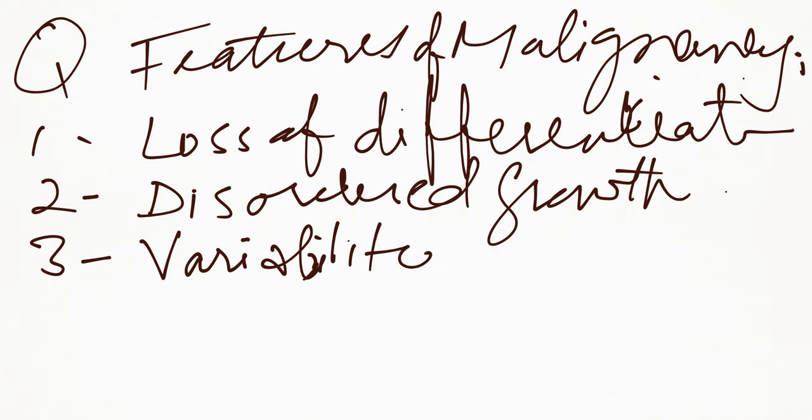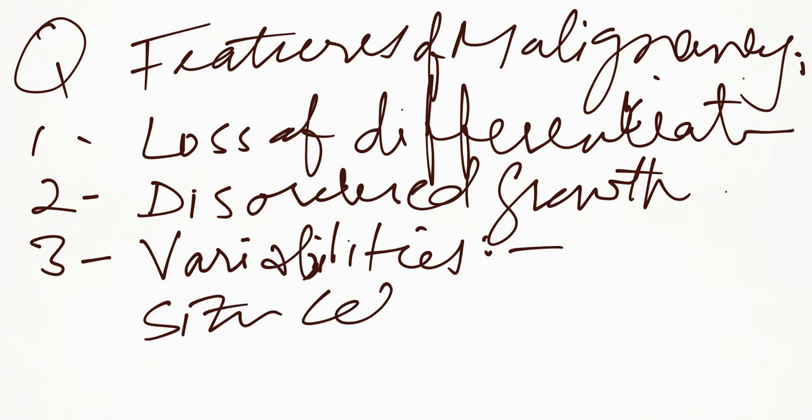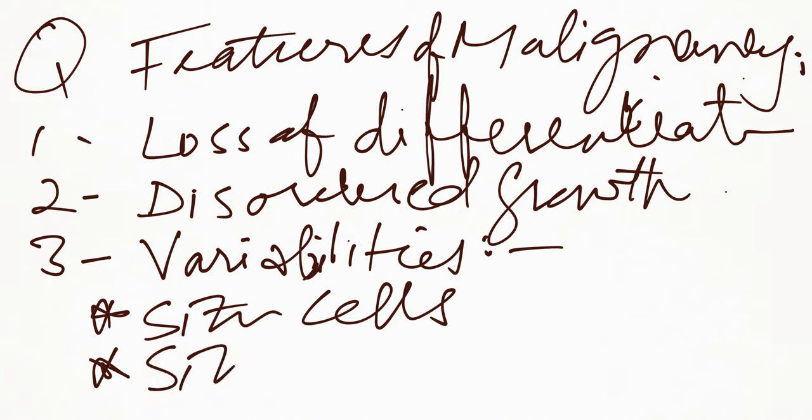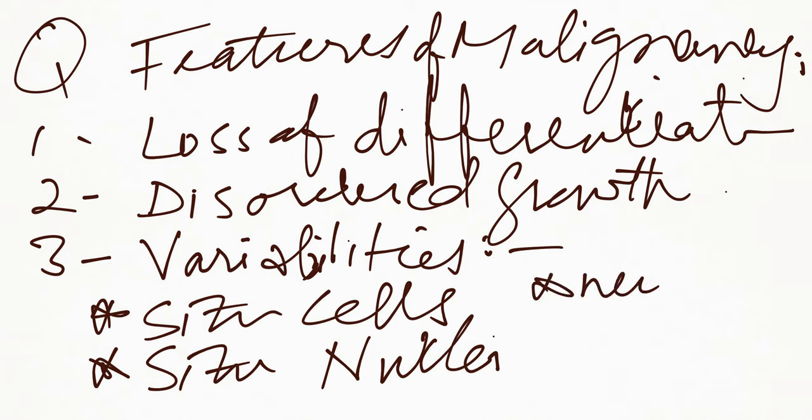These variabilities include variabilities in the size of the cells. Every cell will have a different size, which is not normal in normal cells and tissues. There will also be variability in the size of the nucleus in every cell. So the nuclei will be different, okay? Also the nucleoli may be more than normal and of different sizes. So there will be variability in the size of the cells, variability in the size of the nuclei, and variability in the nucleoli.